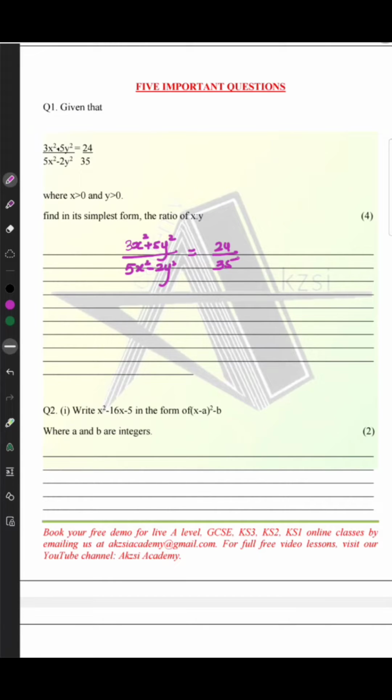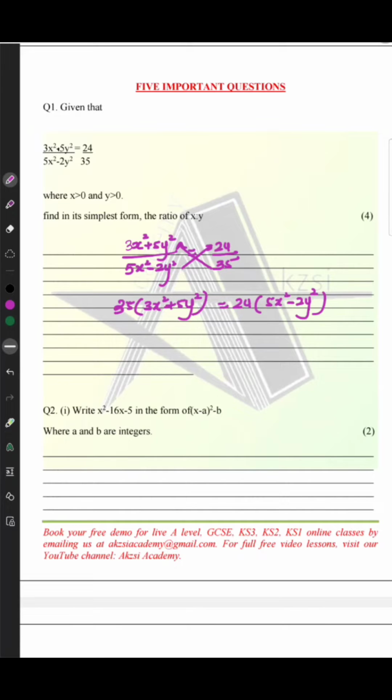You can do it traditionally, multiplying both sides by 35, or use a short trick directly. It means the same basically. So I'm doing cross multiplication. 35 will go up there with 3x squared plus 5y squared, and this will go here, 24 times 5x squared minus 2y squared. Now we just need to expand it to get the answer.